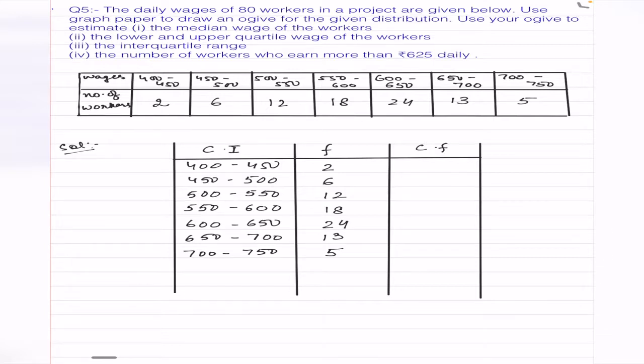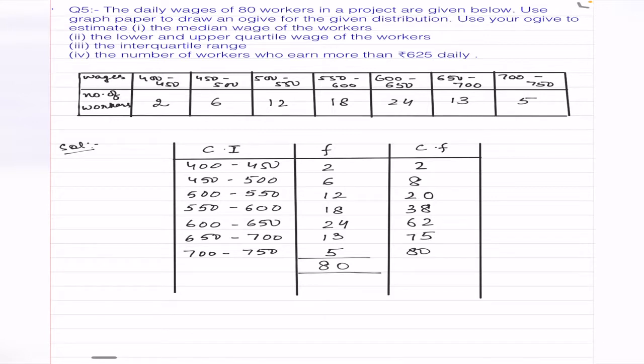So our first step is to check whether it's a continuous or a discontinuous series. We can see the given data is already in a continuous form, so we will move to the second step. We will make a cumulative frequency table. The first frequency is 2, so the first cumulative frequency will also be 2. The next cumulative frequency will be 6 plus 2, that is 8. In the same way, we will find out all the rest of the cumulative frequencies. The sum of all the frequencies should be equal to our last cumulative frequency.